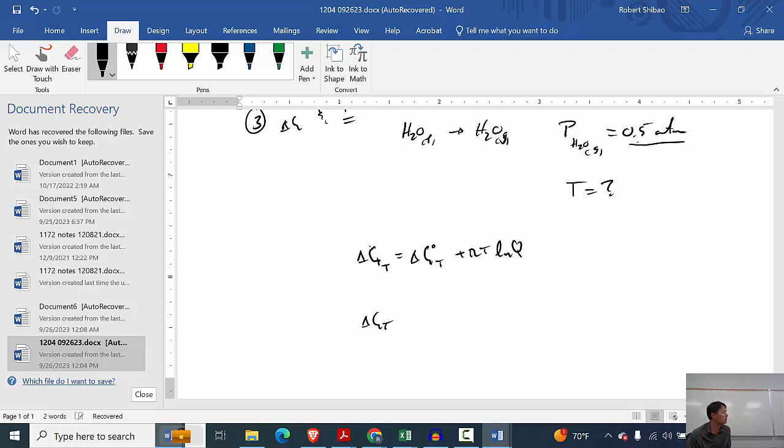Right now it's positive. So we need delta G at temperature T to go to zero so that we can switch this to negative. And this is going to equal delta G naught at temperature T plus RT ln of Q. Q is going to equal K in this case because we're at equilibrium. And then K is going to be 0.5. In fact, this is supposed to be bar, so let's go with half a bar, because now we switch to bars. A bar and an atmosphere are close.